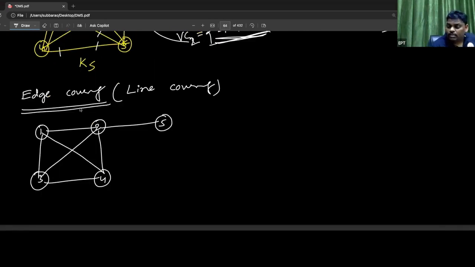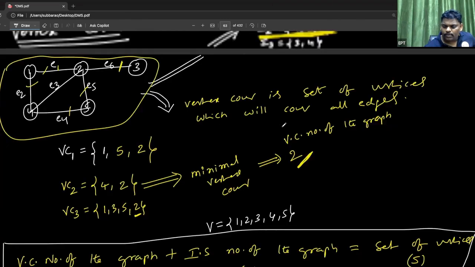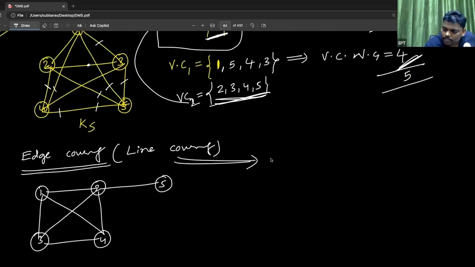Can you say edge covering means a set of edges? If I don't say, you feel it's very dangerous. It is the same thing as vertex cover. Can you come to the vertex cover definition? See this: a vertex cover is a set of vertices which covers all edges. Similarly here, reversed, an edge cover is a set of edges.